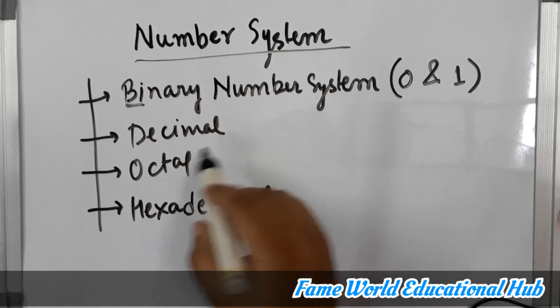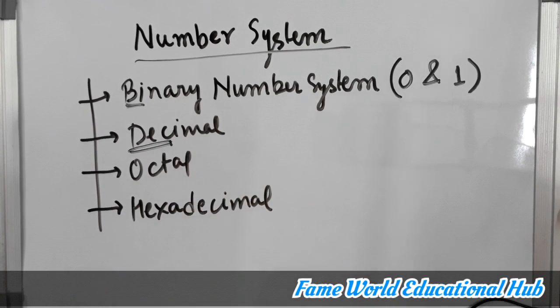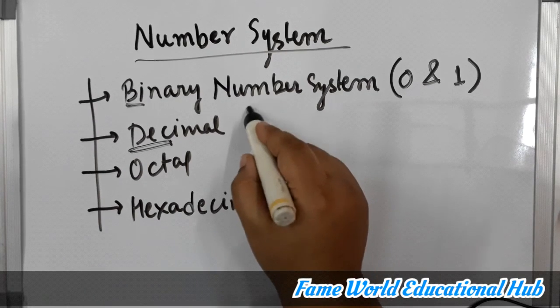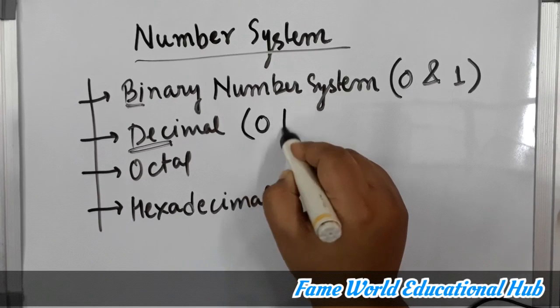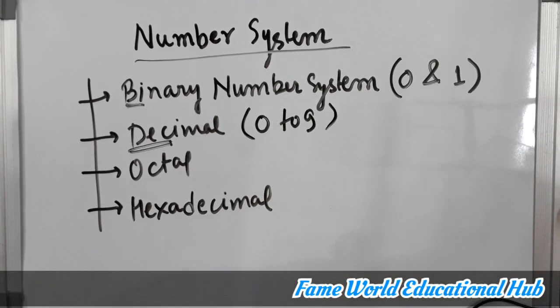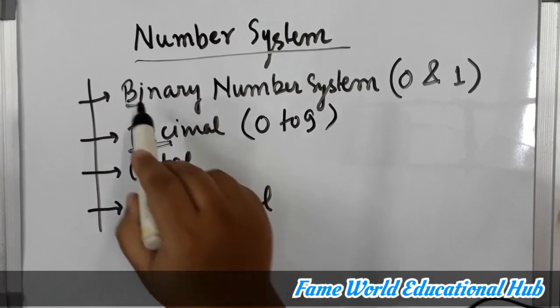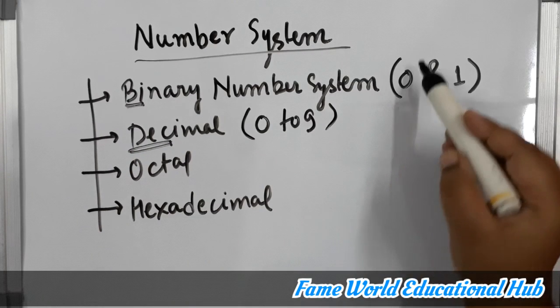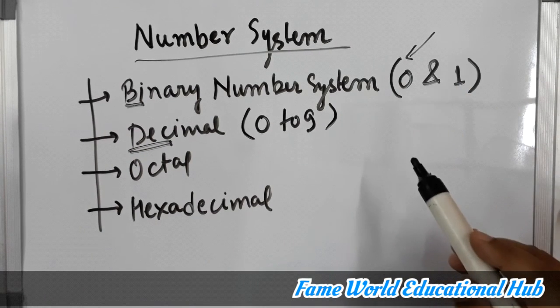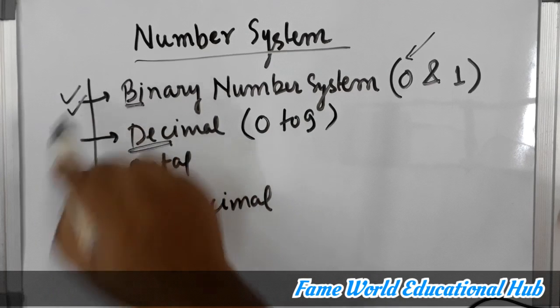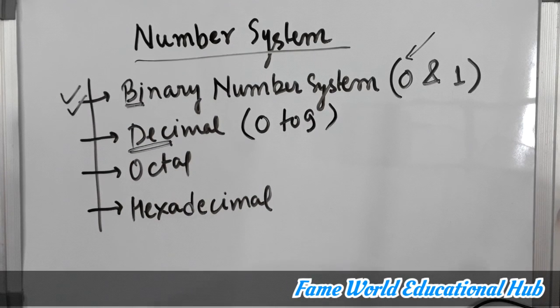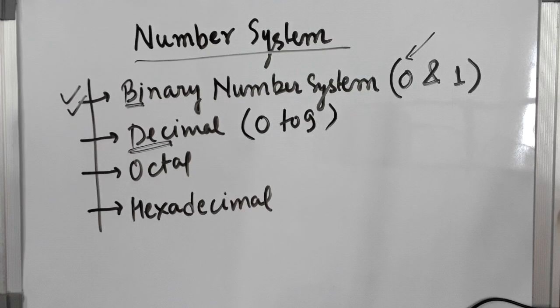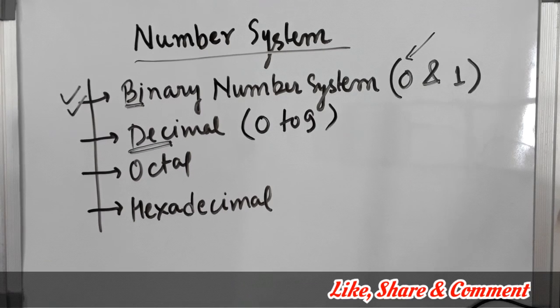When we are talking about the decimal number system, dec means 10, so it contains 10 numbers, from 0 to 9. Binary means 2, that's why it has only two numbers, and in computers the numbers always start with 0. The binary number system is the one the computer understands. How it understands whatever we write, we will discuss in another video. Here we are talking about the types of number system.